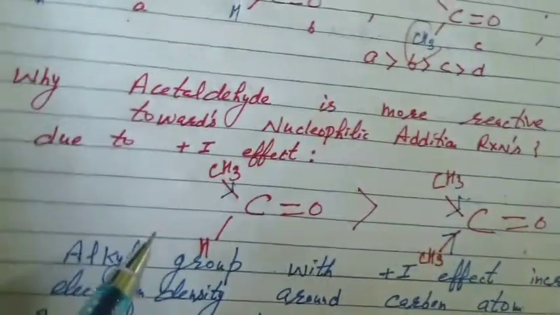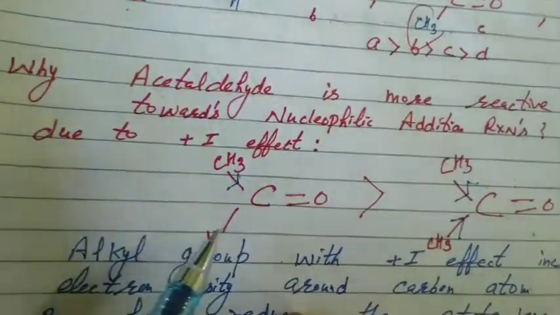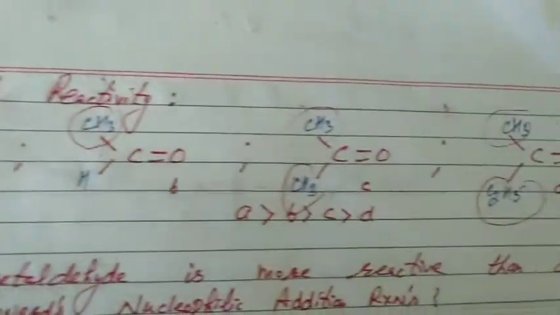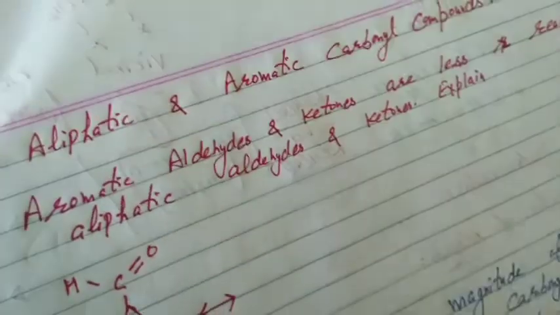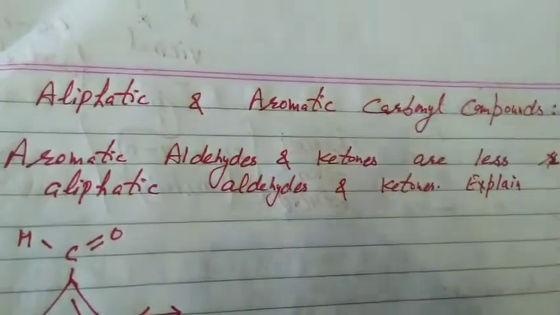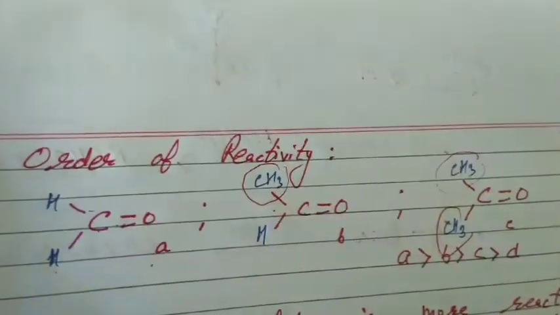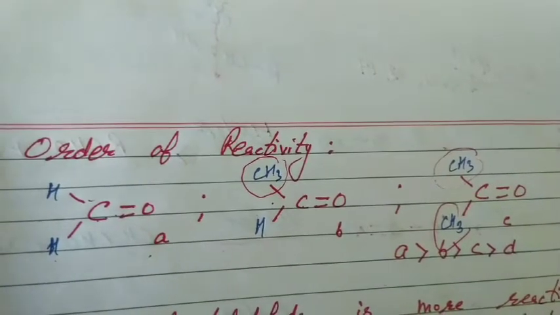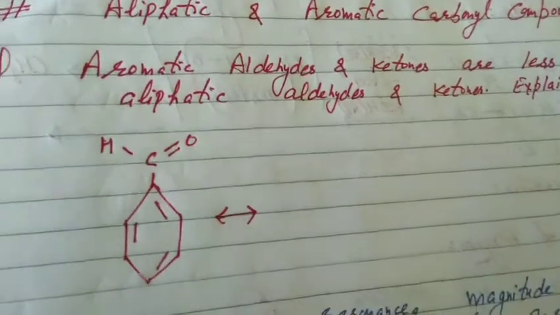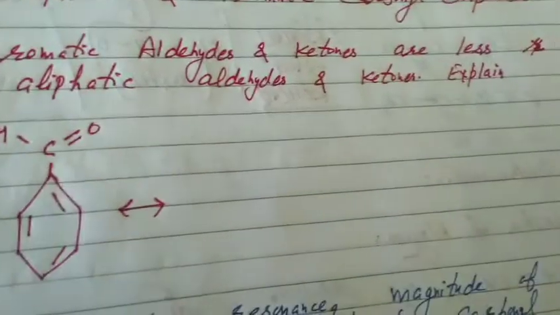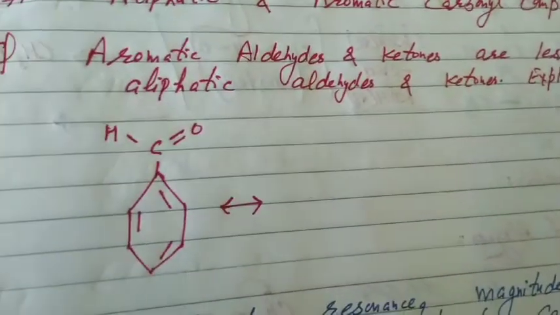That's the order of reactivity of aldehydes and ketones. Which is more reactive? Aldehyde. If there are different carbonyl compounds, all of them aliphatic, as the size of the alkyl group increases, reactivity decreases. After this, students, we are going to compare the reactivity of aliphatic and aromatic carbonyl compounds. These all were aliphatic: size increases, reactivity decreases. Aromatic aldehydes and ketones are less reactive than aliphatic aldehydes and ketones.